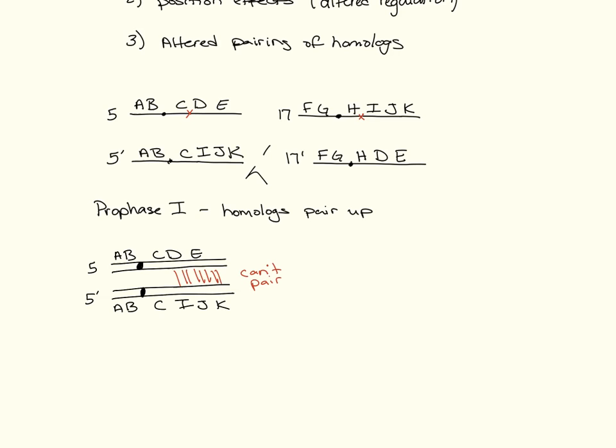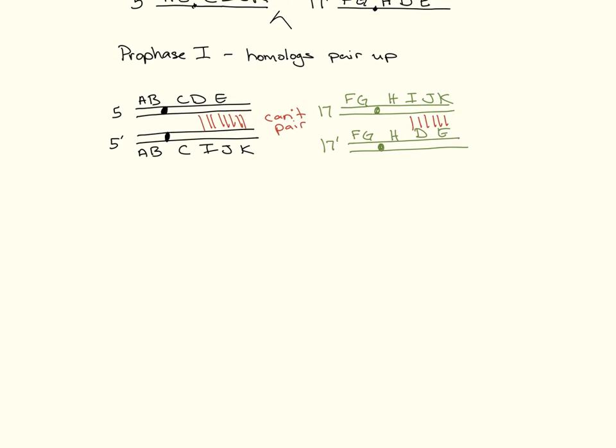And then the same would be true with 17, where they can line up at their centromeres along most of their length, but these regions can't line up, can't pair. And so what you're going to get is what's called a tetrad. And let me draw it out for you here.